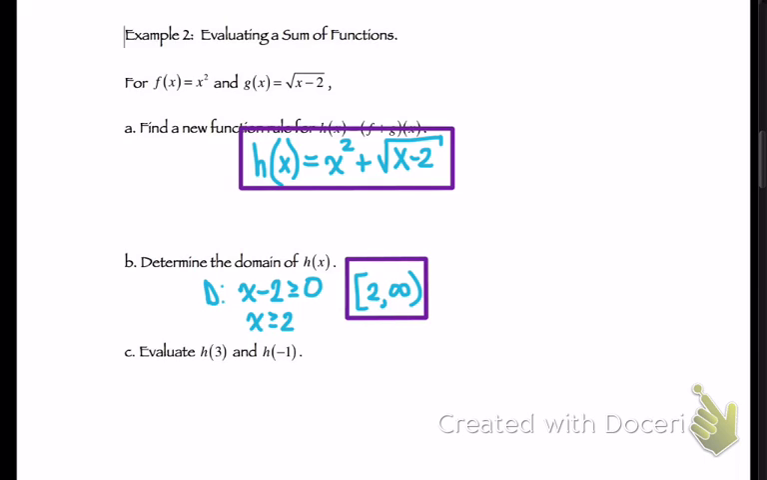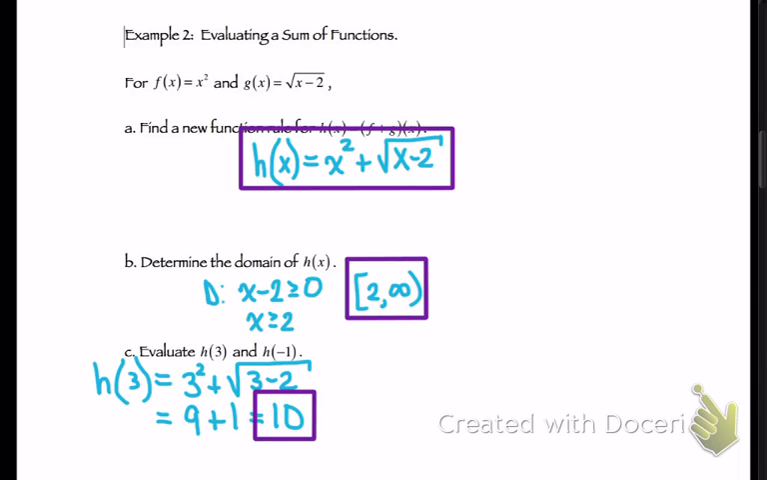Okay, and then for letter C, it says to evaluate h at 3 and h at -1. So to figure h at 3, I'm looking at my function rule, which is right here. I'm going to plug in a 3 wherever I see an x. So I get 3 squared is 9. Think square root of 3 minus 2 is square root of 1, which is 1. 9 plus 1 is 10. No big deal.